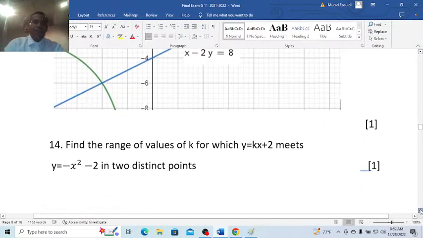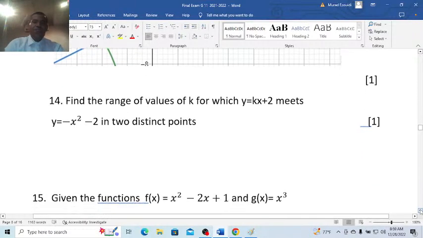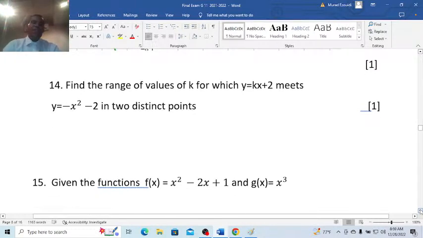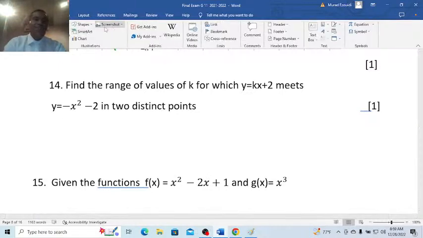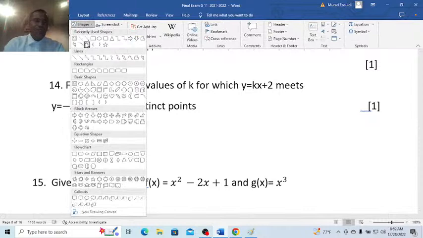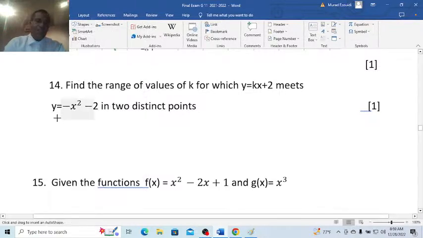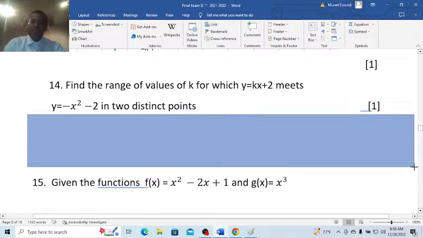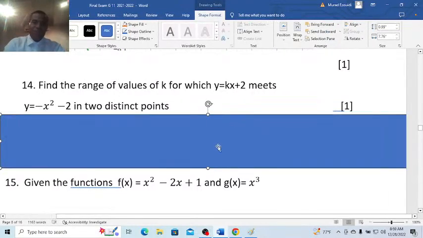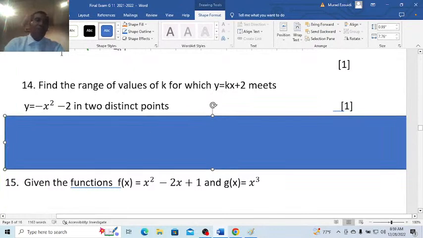Find the range of values of k for which y equals kx plus 2 meets y equals negative x squared minus 2 at two distinct points. Here, learners, two distinct points means the value of delta is positive, not negative and not equal to 0. You can use the quadratic formula, or the method of completing the square.